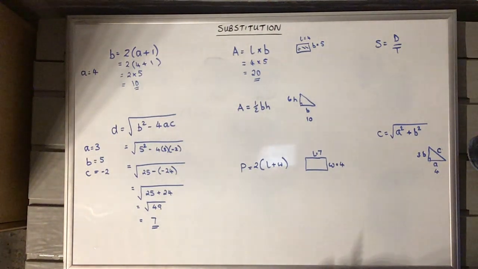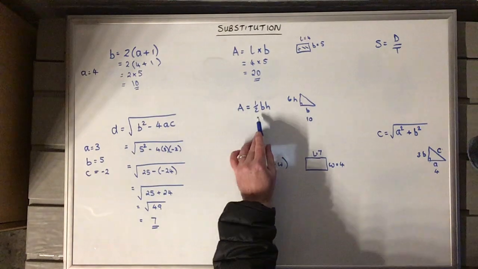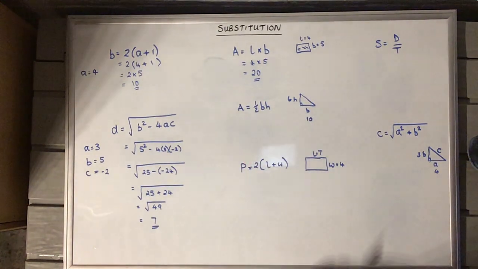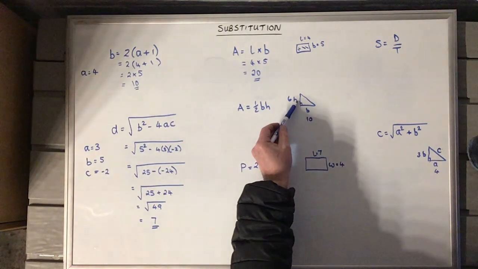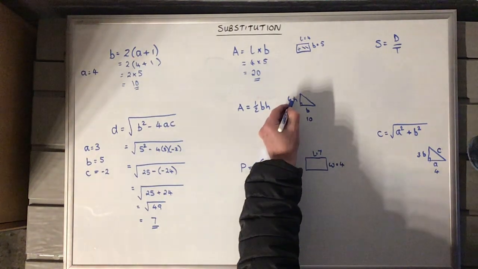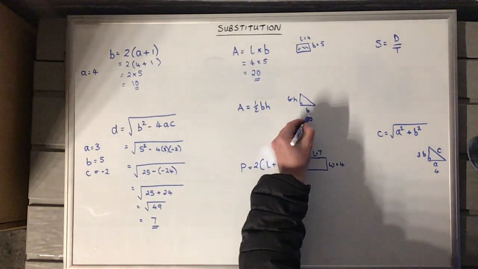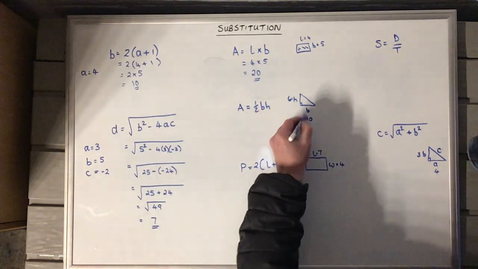Here's another one you probably met: the area of a right angle triangle. So here's a right angle triangle here. And for the area of a right angle triangle, it's half the base times the height. Half the base times the height. So I put in some values: I made h equal to 6, and b is equal to 10.